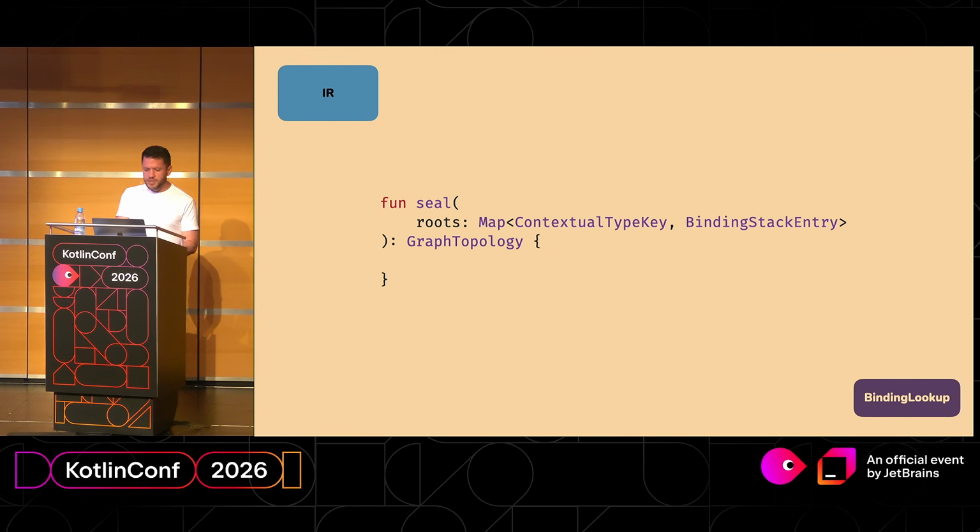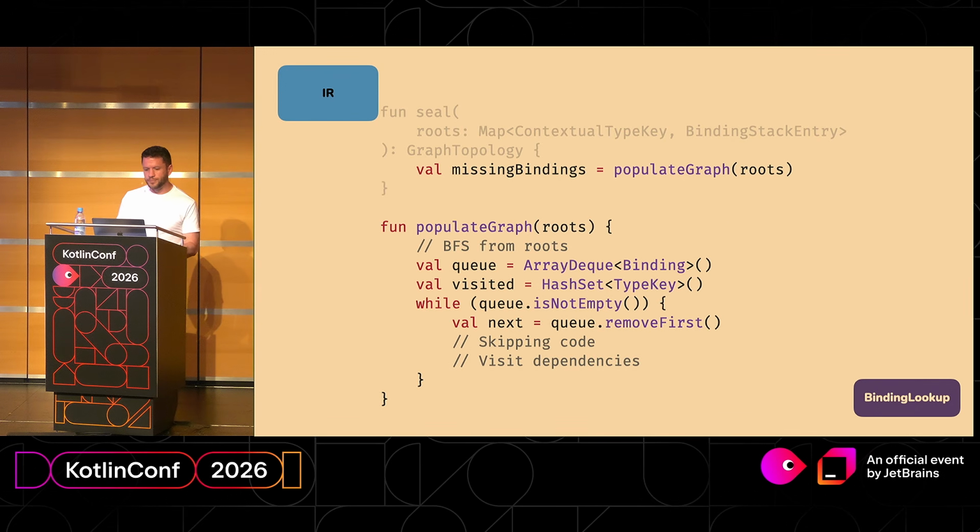First thing we need to do when sealing is we need to populate the graph. So this is just a simple BFS from our roots. For each key, we ask the binding lookup if it has something for it. It may have it declared, or if it's an implicit one like constructor injection or an object class, it can materialize a binding for you. If it's absent, though, we have a missing binding.